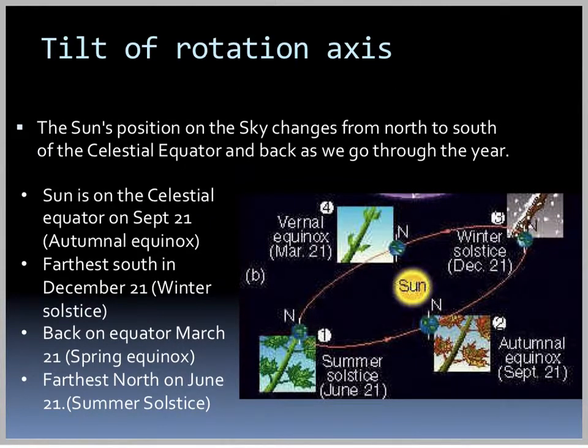So the Sun's position on the sky changes from north to south of the celestial equator and back as we go through the year. The Sun is actually on the celestial equator September 21st, the autumnal equinox, where we have equal day and equal night. The Sun gets furthest south on December 21st, or the winter solstice, where the Sun appears to stand still. And then it gets back to the celestial equator on March 21st, the spring equinox, and it gets furthest north on June 21st, the summer solstice.